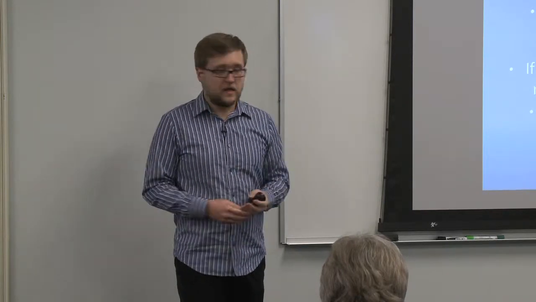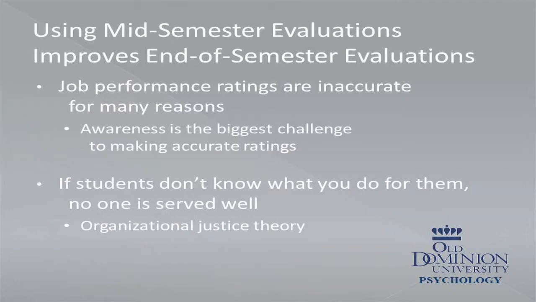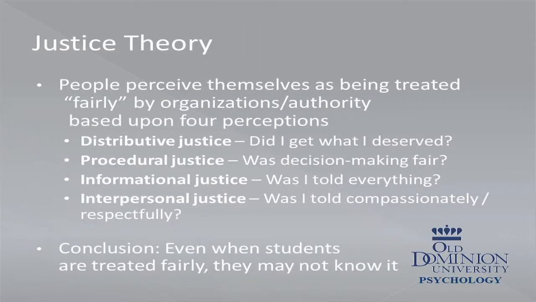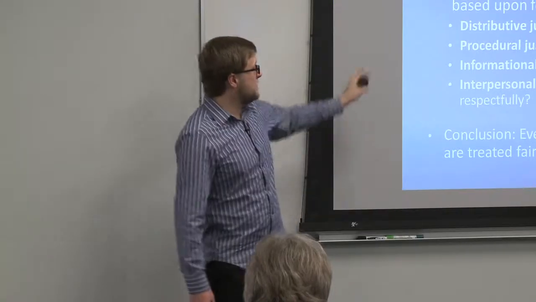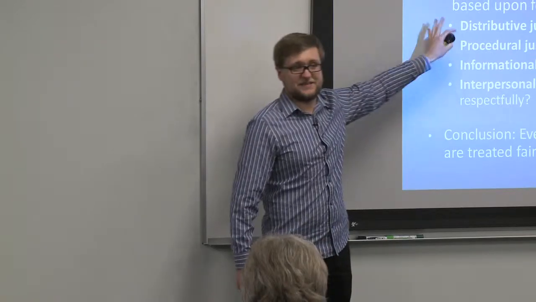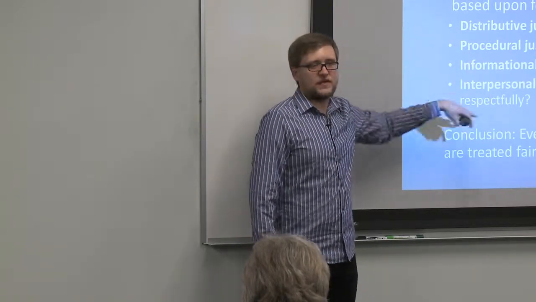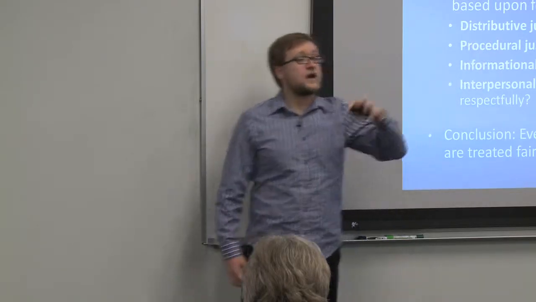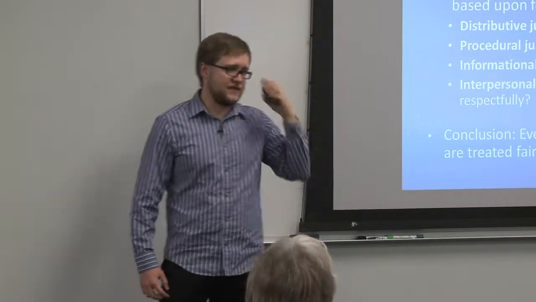That doesn't help anyone. So this is all based in the idea of what's called organizational justice theory, which is a theory in IO psychology that talks about how people believe they're being treated fairly. In organizational justice theory, there are these four major components. The first of them is distributive justice. Do I feel like I got what I deserved? And if this is true, if people feel like they got what they deserved, then the rest of this doesn't matter. So the situation where this really applies is when people feel they've been treated unfairly. And in our context, that means I got a grade I didn't like. That's usually what happens.